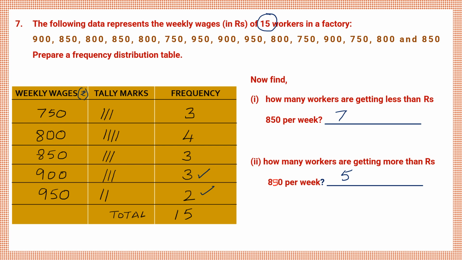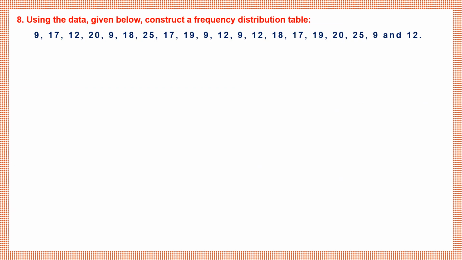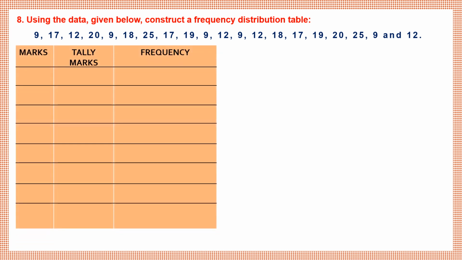Let's go on to the next question. Question 8. Using the data given below, construct a frequency distribution table. So this is the data given to us. The first step is to draw the table with 3 columns. So we have the table with 3 columns. Second step is arrange the data given in ascending order, starting with the smallest.